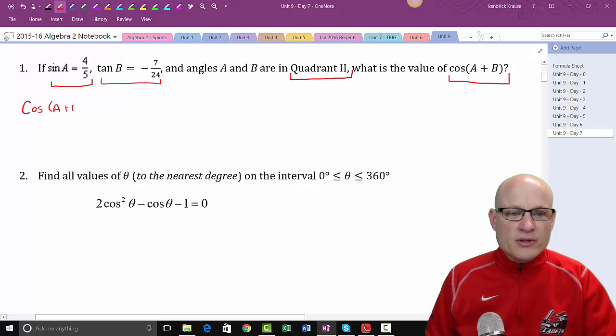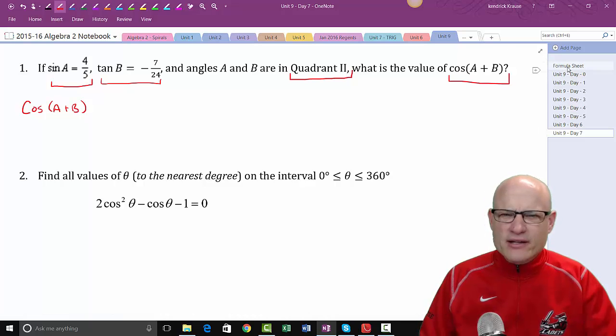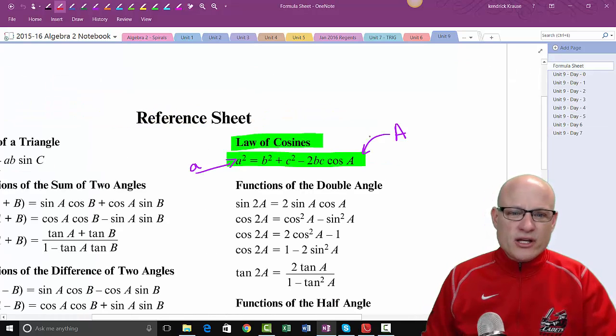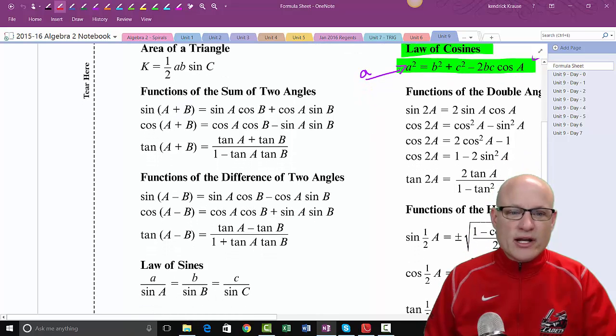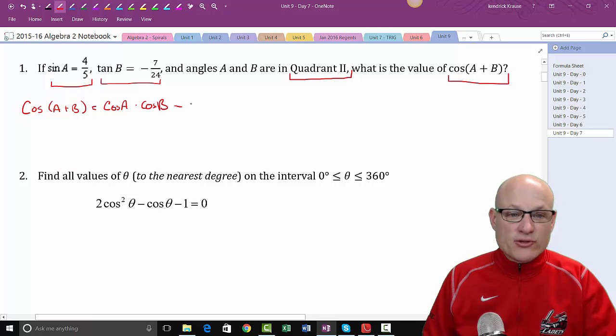A plus B. And of course, we got to go over to the formula sheet because we haven't memorized it yet. Yes, I have. But just in case you haven't, there it is, cosine A plus B. This is the one we're going to use right here. Cosine minus sine. Remember, it goes back and forth. So, cosine A times cosine B, opposite sign for cosine, sine A, sine B.